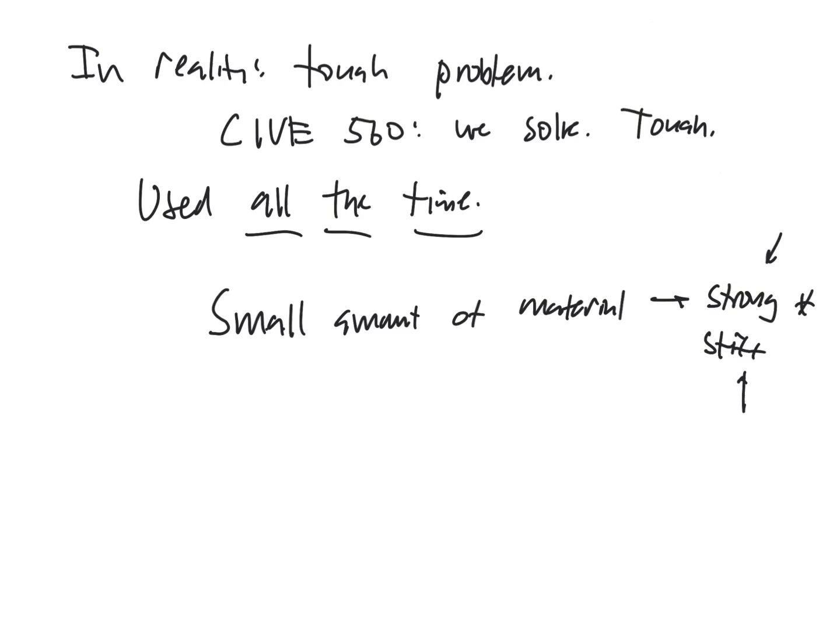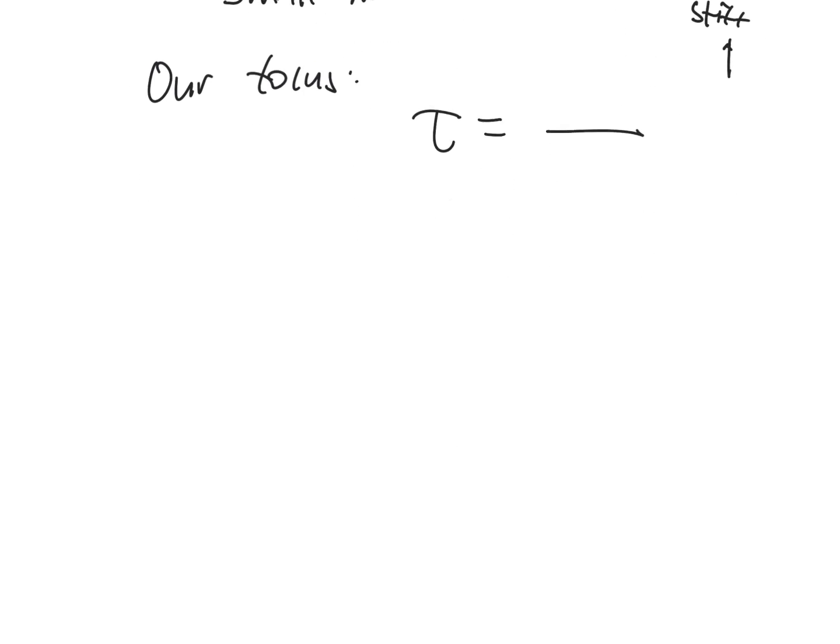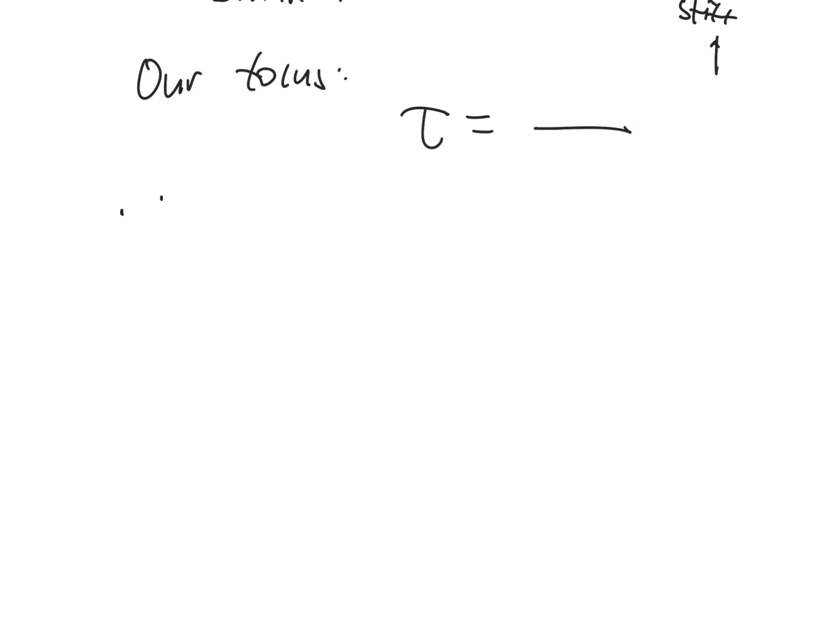Now, we are only going to look at the strength aspect. We're only going to get an idea for what the shear stress is. The twist we actually save for CIVE 560. But we're going to go ahead and focus just on that stress calculation. So let's say our focus is finding tau is equal to something. We want an expression for the shear stress in this thin-walled hollow section. The first thing that we're going to consider is the following. Let's go back to the circle.